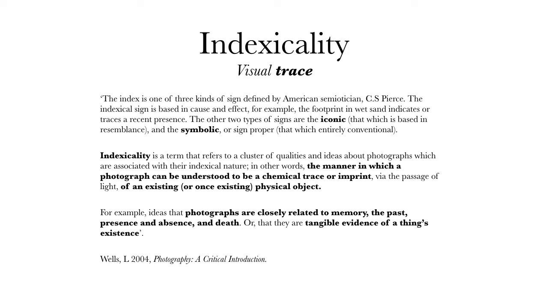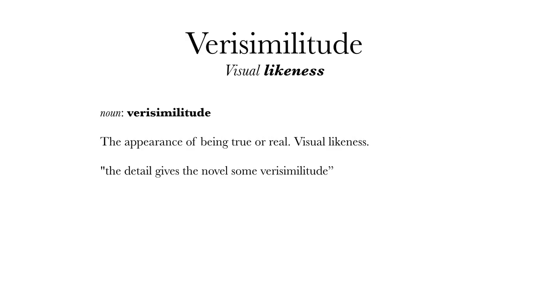Indexicality is the relationship between the object photographed and the resulting image. There's another term to think about in this, the idea of photographic truth, which is that the photograph depicts a visual likeness of something that is true or real.